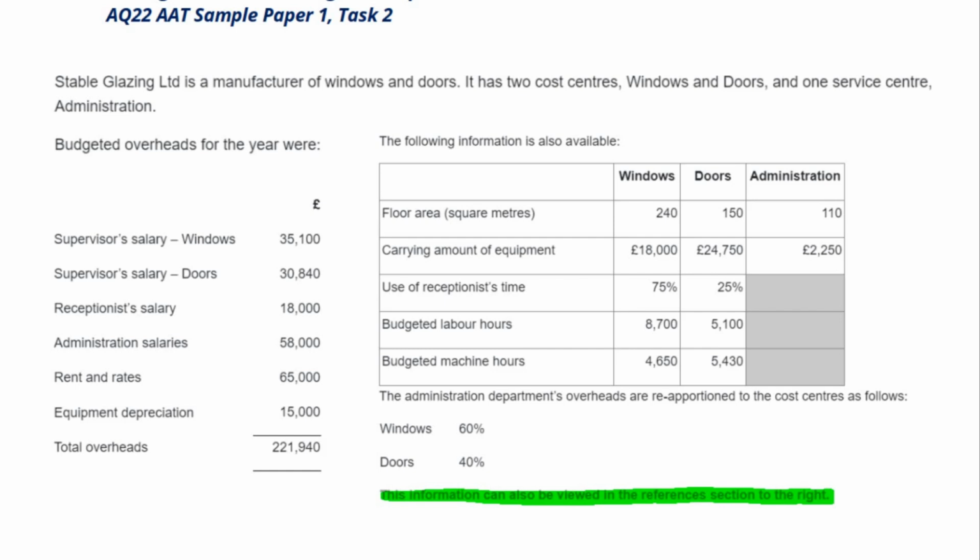Stable Glazing Limited is a manufacturer of windows and doors. It has 2 cost centres, windows and doors, and 1 service centre, administration. We're then given all the budgeted overheads for the year, and we're given some different information as well about how things are apportioned across the different departments.